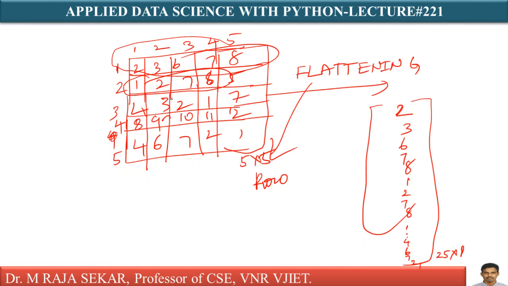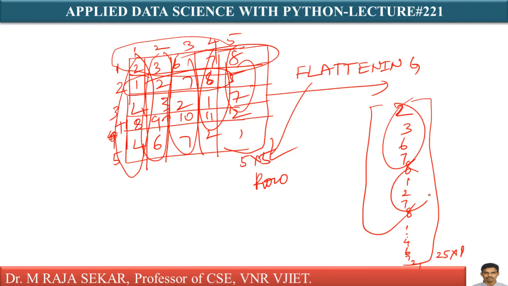If you want to apply column flattening, first you have to write the first column, next the second column, third column, fourth column, fifth column. If I do like this, I will get a column vector, and that is known as column flattening. Either by applying row flattening or column flattening, I will get a column vector. In this case, I will get 25 rows and 1 column.